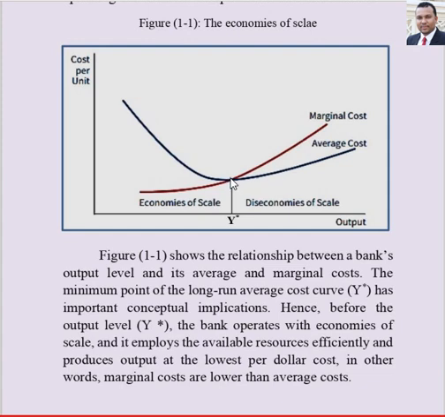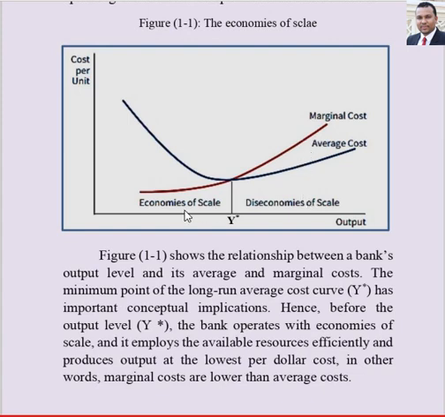In this case, the optimal level is the point where marginal cost equals average cost. But before the level Y star, the average costs are greater than marginal costs, so this area is economies of scale. After Y star, the marginal costs are greater than average costs, so this area is diseconomies of scale.